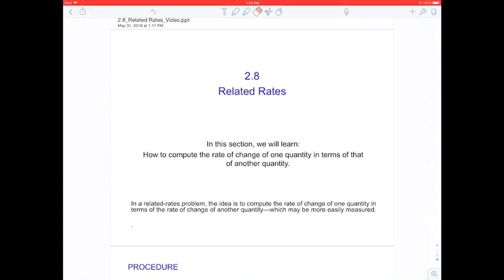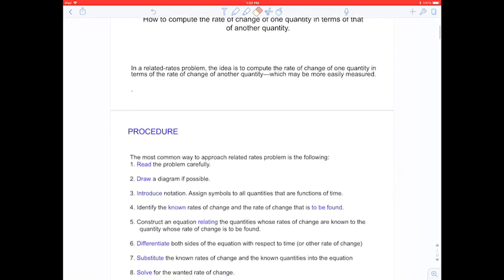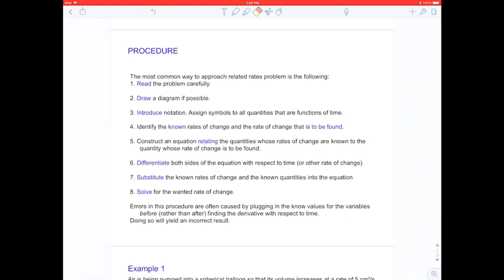This is section 2.8, related rates. In this section, we will learn how to compute a rate of change of one quantity in terms of the other quantity, how two quantities, or sometimes even more quantities, depend on each other. Related rates are word problems, which means we have some steps, some procedure that we have to follow.